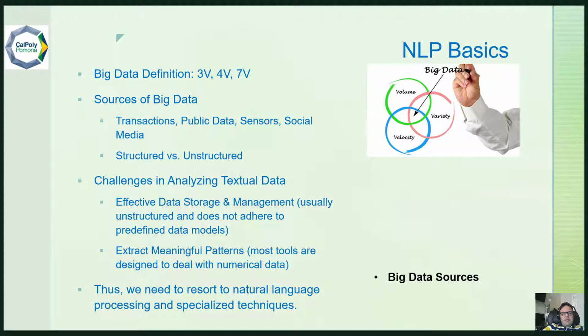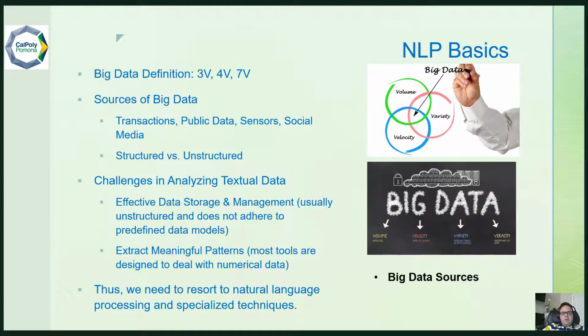There are some challenges in analyzing textual information. In addition to storage and management of that data, we need to also find the useful and meaningful patterns through the textual information. And that's a very big and important challenge. So we need to have a very structured way of thinking about the textual information so we can actually extract that information. So natural language processing is the area that helps us to get that information.